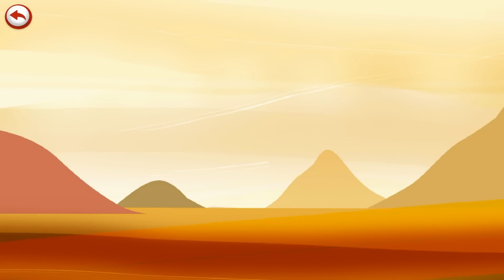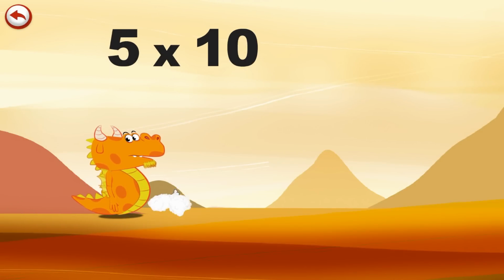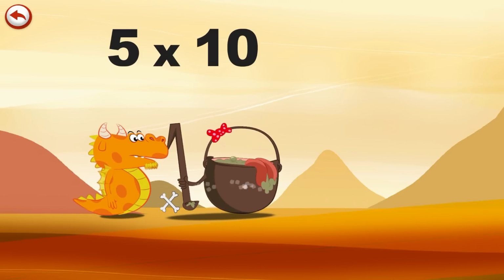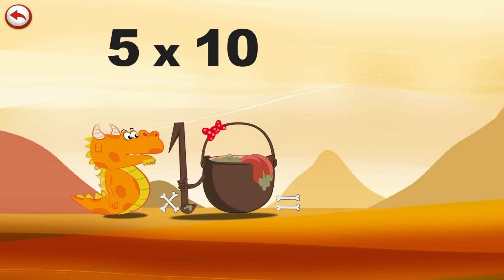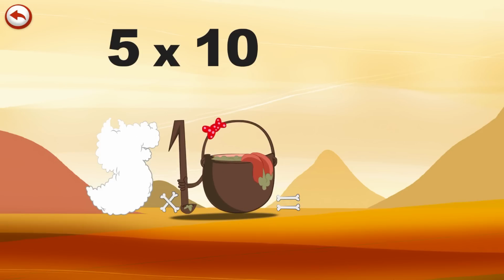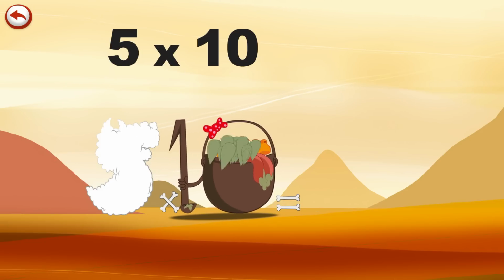What's the story of 5 times 10? When FlamingFive meets the potion MagiTen, it makes him very, very hungry. He dives headfirst into the cauldron and comes out feeling very full.